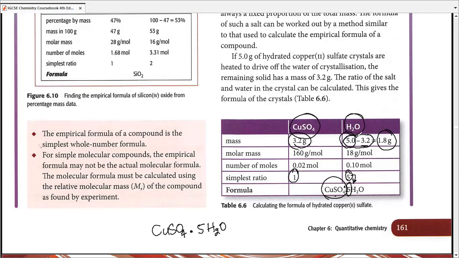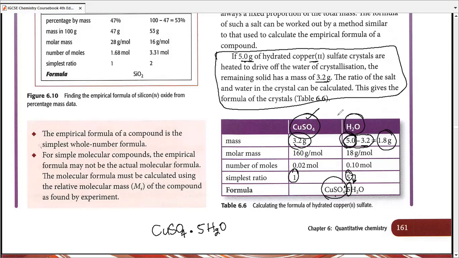Okay, this 5 is the total mass, and that's given right over here. This is the whole question. They haven't given a specific question: if 5 grams of hydrated copper II sulfate crystals are heated to drive off the water of crystallization, and the remaining solid has a mass of 3.2 grams, which is copper sulfate, what is the ratio of water in the crystal? That's how the whole question comes up.